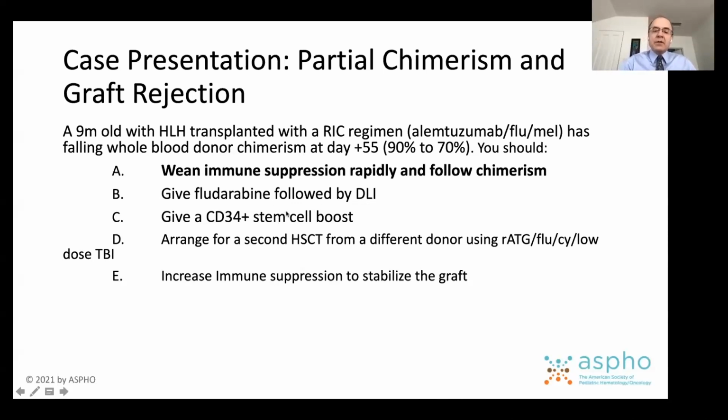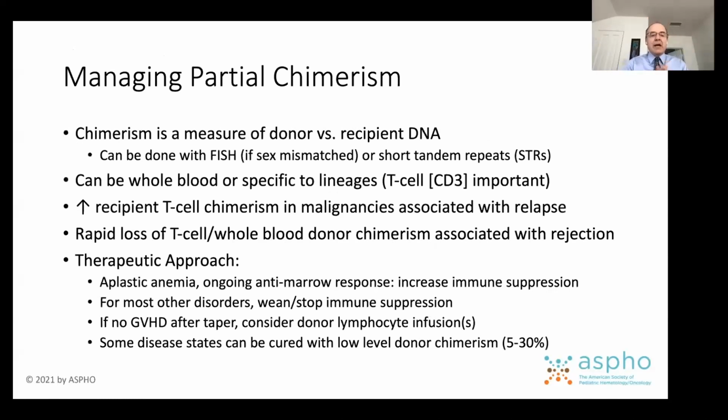The most common thing that you do as a first step in dealing with chimerism is wean immune suppression. Now, let's talk a little bit about that. It's a challenge to know exactly what to do. And one of the things you can do to help manage chimerism is look not only at whole blood chimerism, but also at T-cell chimerism.